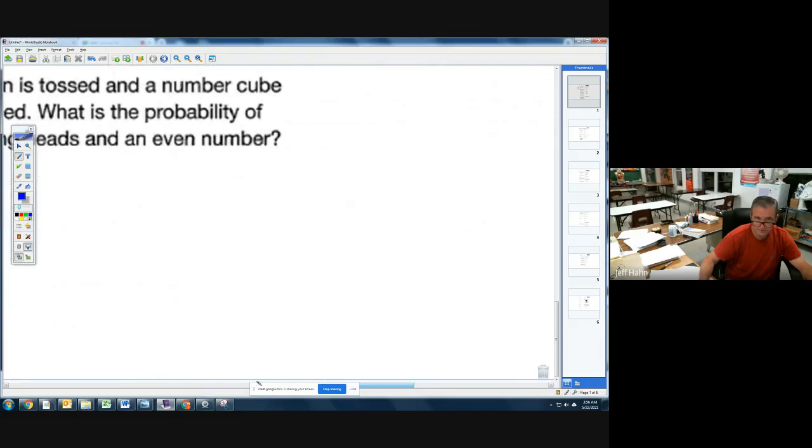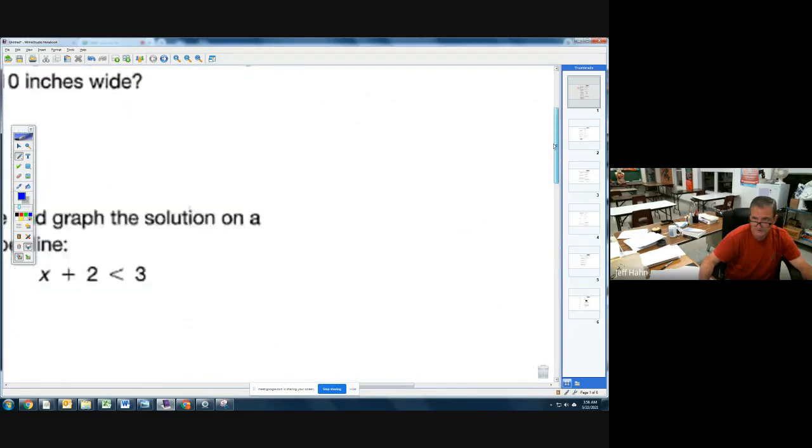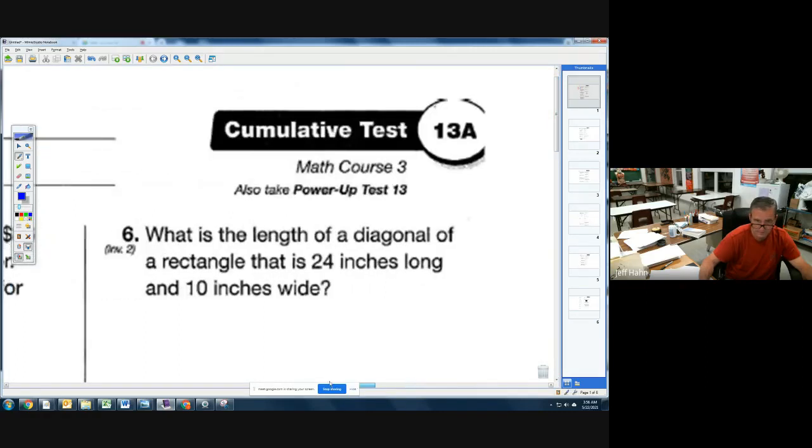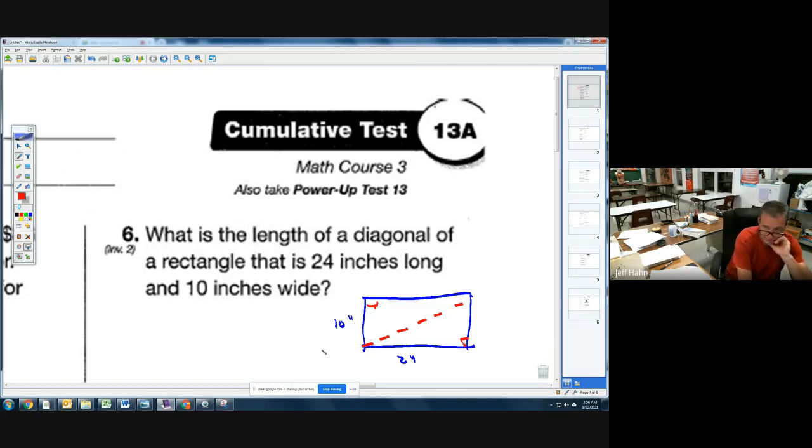And then on over here, heading up, we're already on problem number 6. How about that? Things are crazy. What is the length of a diagonal of a rectangle that is 24 inches long and 10 inches wide? So here's my rectangle that is 10 inches wide by 24 inches long. So we want this diagonal. And obviously a diagonal cuts this rectangle into two triangles. And we want to know the hypotenuse, and that should make you think Pythagorean theorem, and hopefully this is a triple. So what we have to do is, there is no 10, 24.